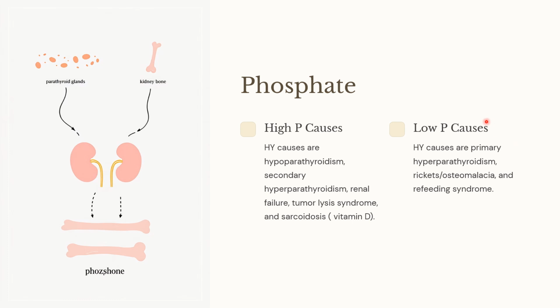Low phosphate causes are the exact opposite of these, like primary hyperparathyroidism, rickets and osteomalacia, or refeeding syndrome, where all the phosphate enters into the cell. All these are low phosphate causes.